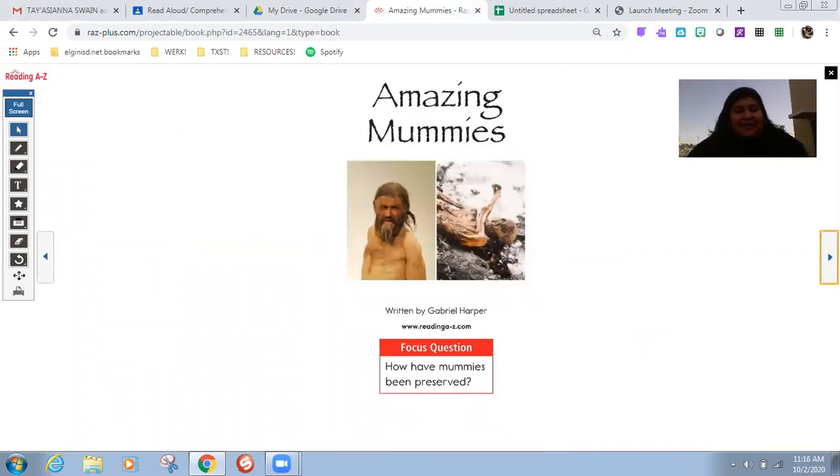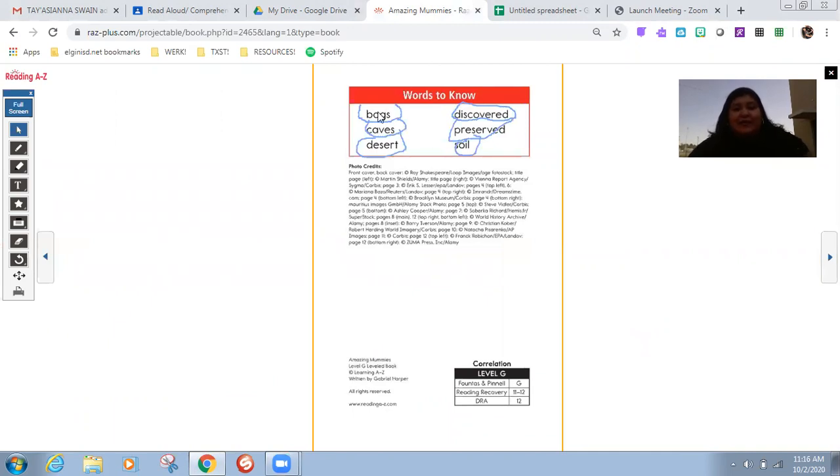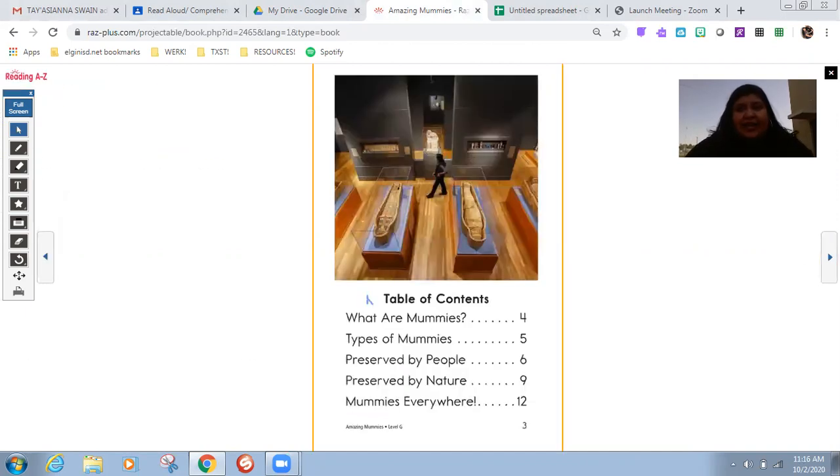All right, Amazing Mummies. We are going to need to know these words: bogs, caves, desert, discovered, preserved, and soil. Where can I find the meaning of these words? At the back of the book. In the back of the book, it's called the glossary, right? That is a text feature.